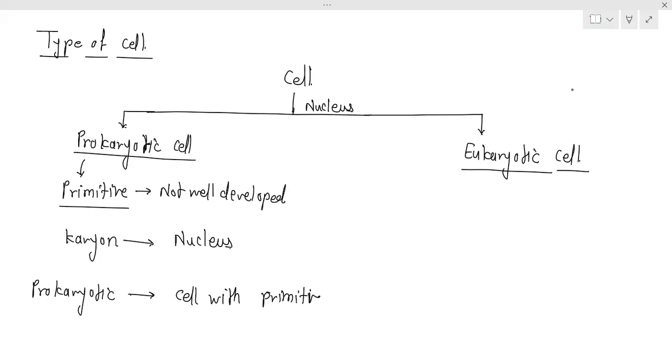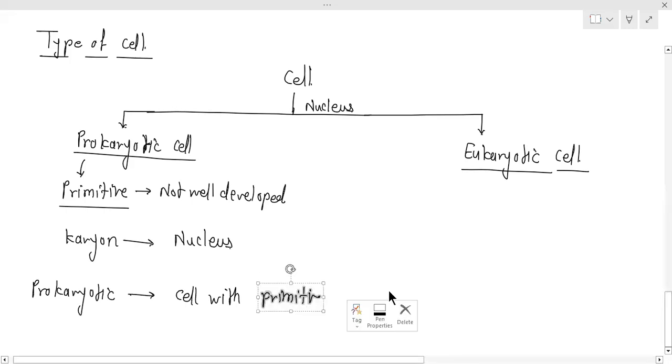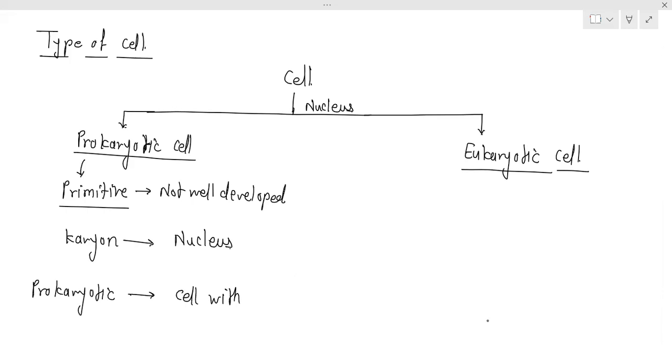Primitive nucleus. Cell with primitive nucleus. Understanding? Okay. Now, what exactly do we mean by primitive nucleus? That we will try to understand.